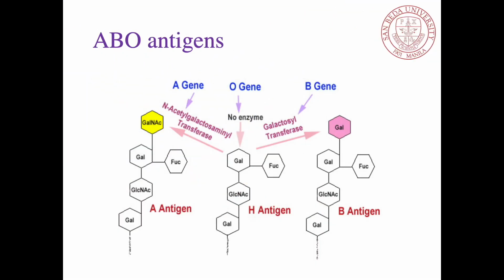Now, this diagram here embodies the same concept I discussed earlier. But here, I would like to reiterate that with type O individuals, a frame shift mutation has occurred such that an inactive glycosyl transferase enzyme is encoded.